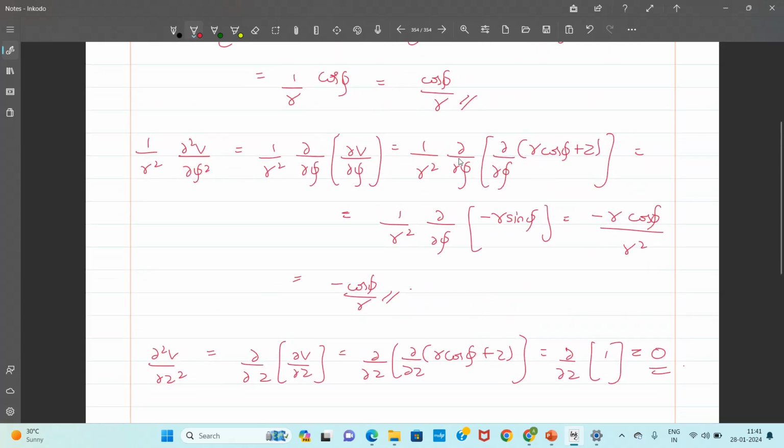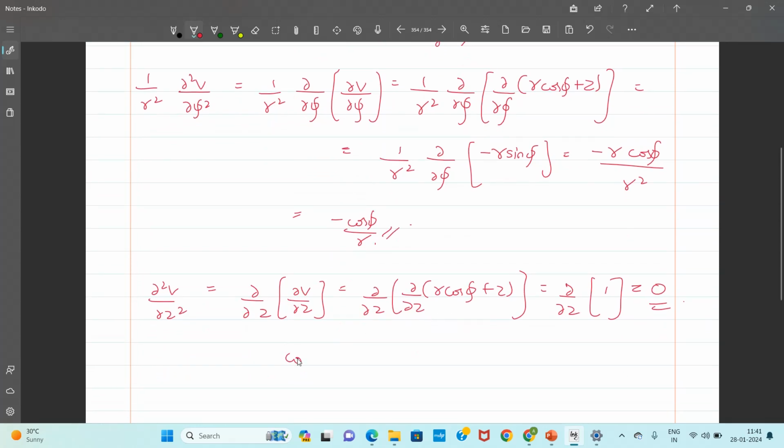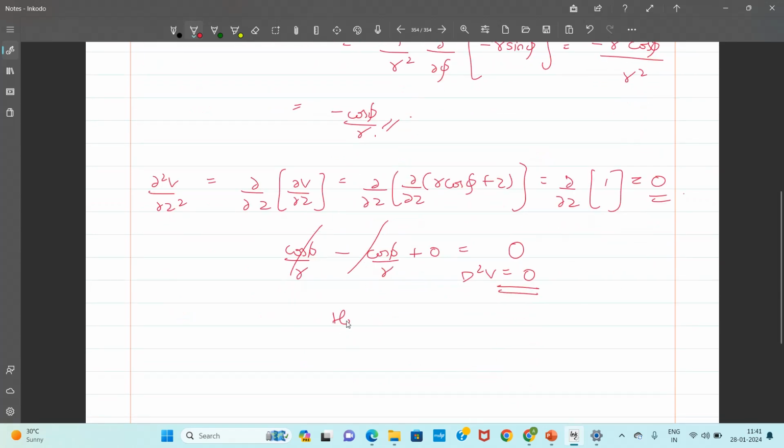So you have the three answers now, cos phi by r, minus cos phi by r, and 0. Add all the three results. So you'll be getting cos phi by r minus cos phi by r plus 0. So you see these two get cancelled and you're getting the answer as 0, right? You got the del square V answer as 0. So hence you can say that this particular equation satisfies the Laplace equation.